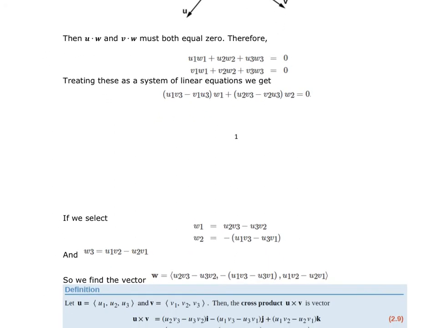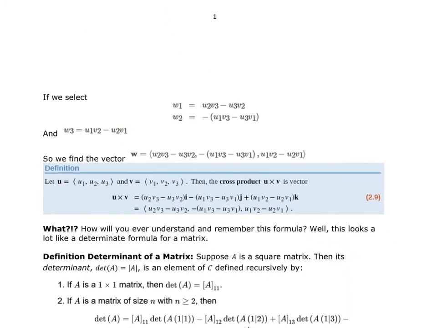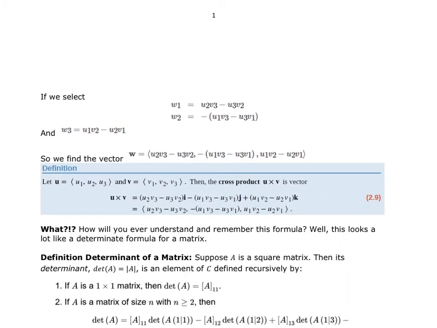Then if we select what we are going to define w1 to be and w2, so each component, and then of course w3, we're going to end up with this lovely thing, which gives us how we're going to define the cross product. And you're going to say, wow, that's like the best formula I've ever seen in my entire life. How am I ever going to remember that? What is this coming from? Well, it's coming from this up here. How are we going to remember it?